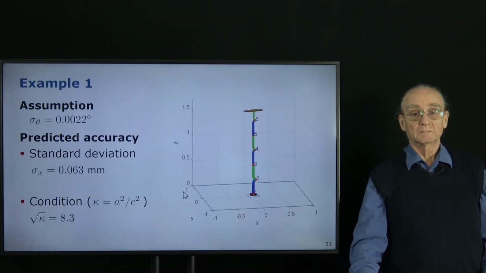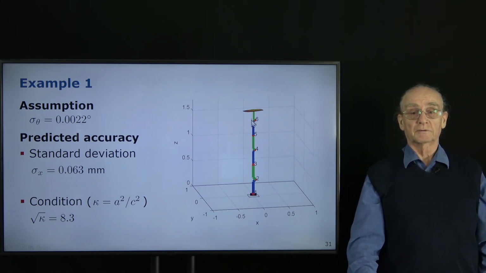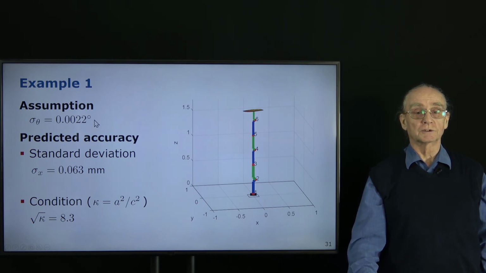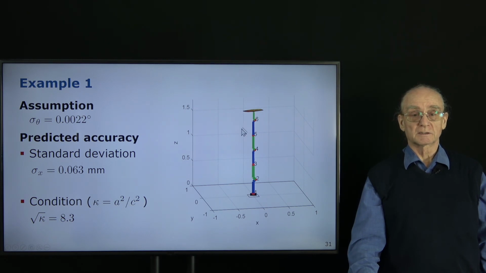So, just to recapitulate, if the arm is just straight looking upwards, we assumed an accuracy of 0.0022 degrees, which is what the Faro description says. And we obtained an uncertainty of about 0.06 millimeters, especially in this direction. And the condition is about 8. That means the ratio between the maximum and the minimum standard deviation at this place is about 8.